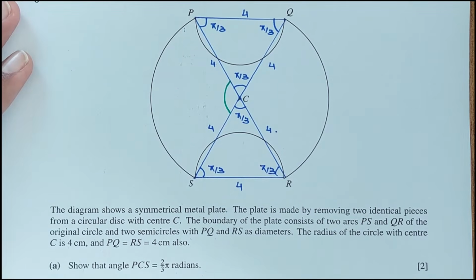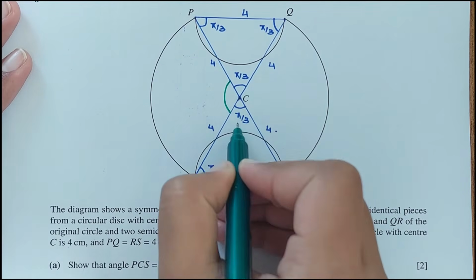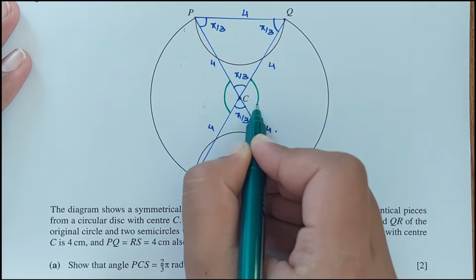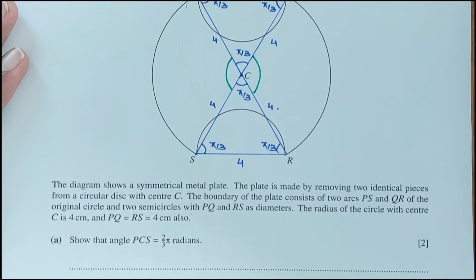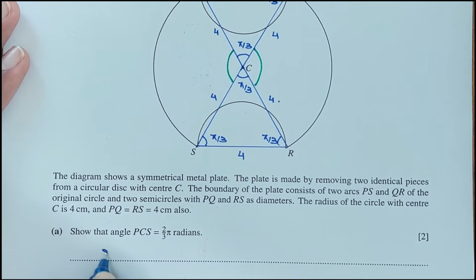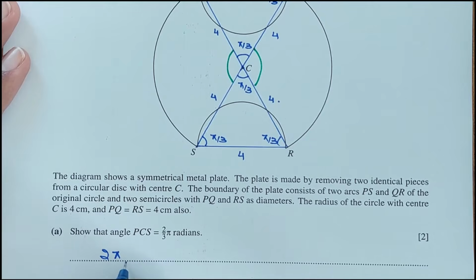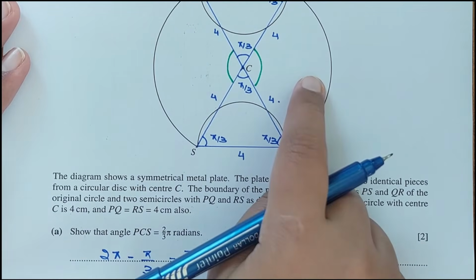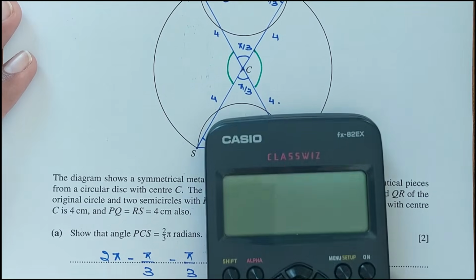Since we are given that the metal plate is symmetrical, if this angle and these two angles are the same, then these two angles are also the same, and the whole circle is equal to 2 pi, right? So from 2 pi we have to subtract this pi by 3 and this pi by 3. We will get these two angles, and they are symmetrical. We have to divide by 2 at the end.